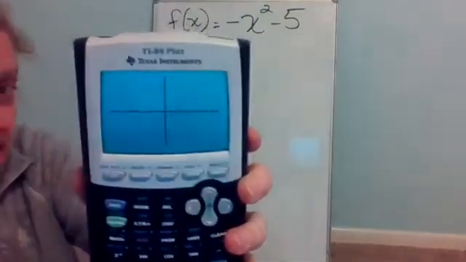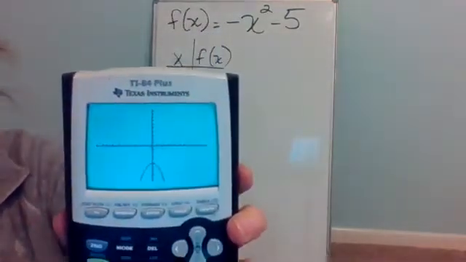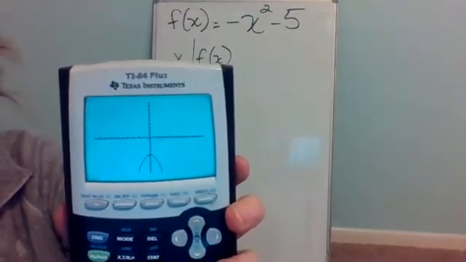All right, let's look at it. It's going to be a U shape this time, right? It's upside down, but it's still a U. That's because it's an x² graph.